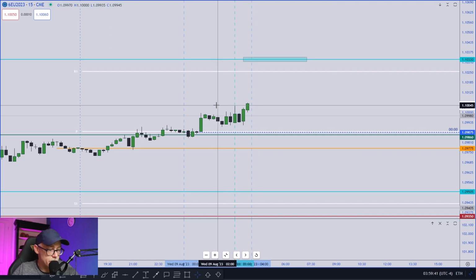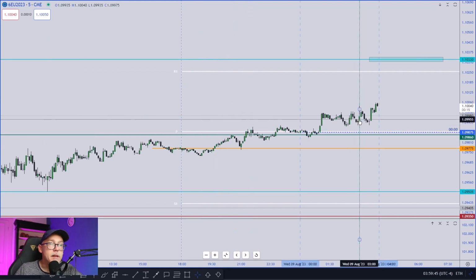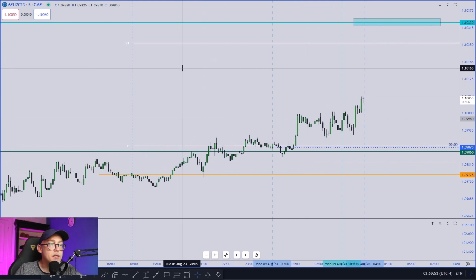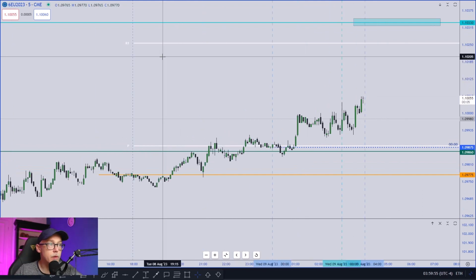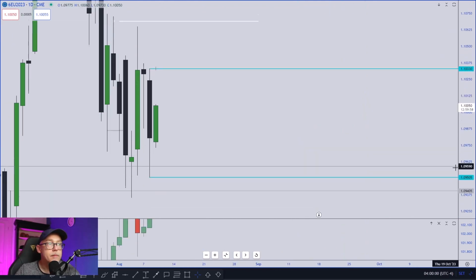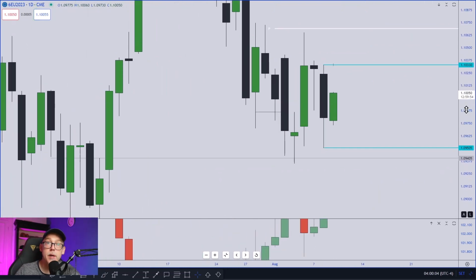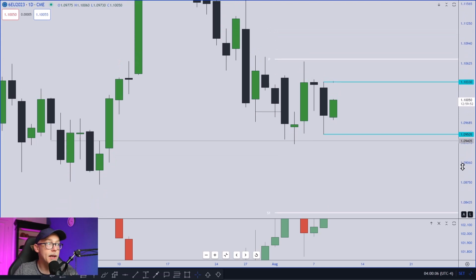So if we zoom down to a 5-minute, you can see at 8 a.m. we had a spike above these highs. We're just kind of consolidating here before moving higher. But my analysis starts on the daily charts, okay? So if we look at the daily chart, this is a no trade day for me, so I don't see an obvious high probability setup. So this is why I'm not taking any trade this morning.